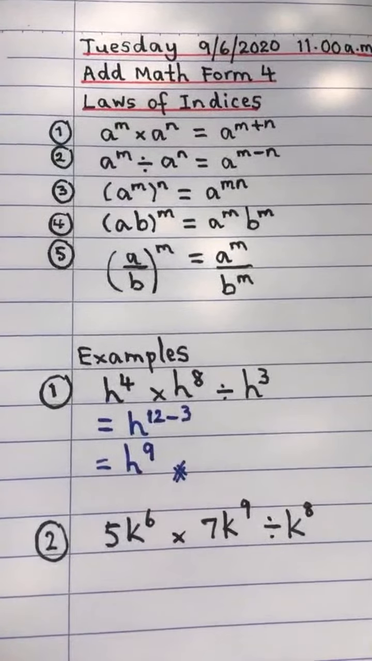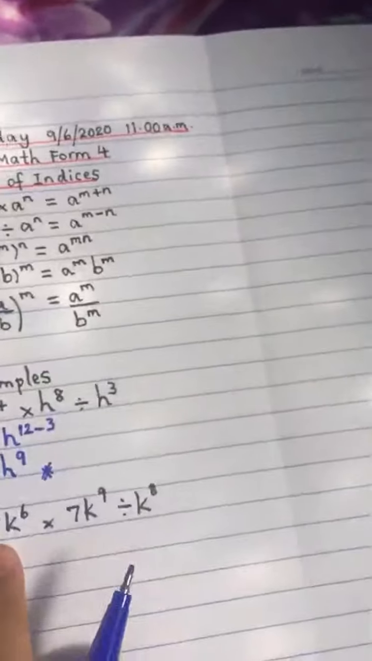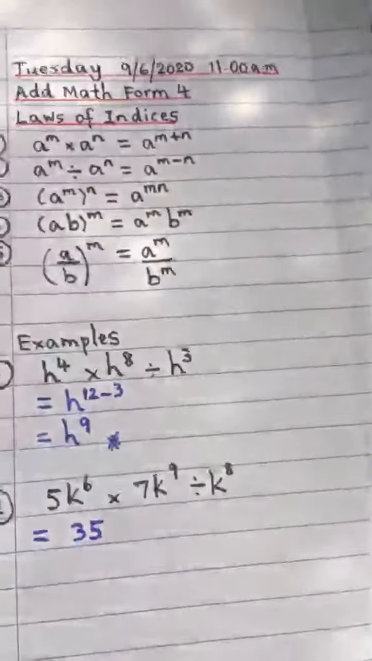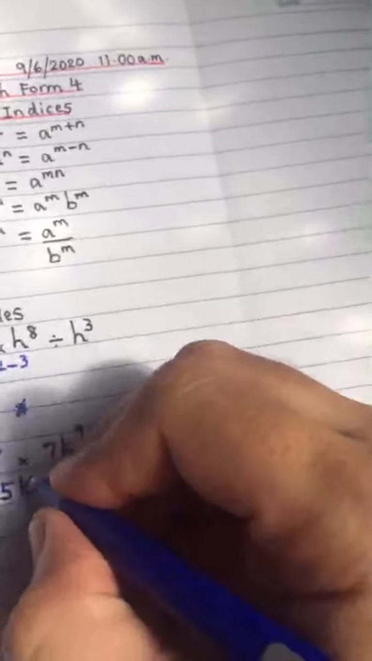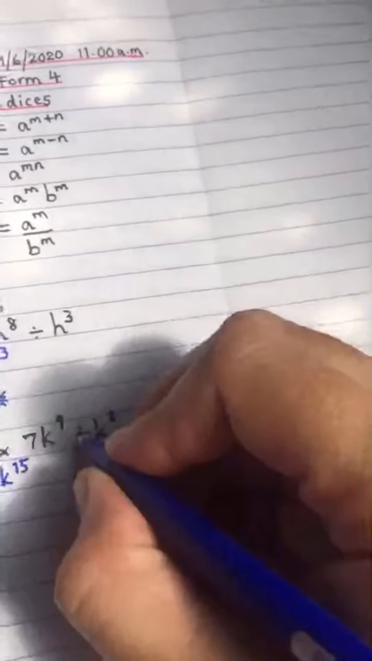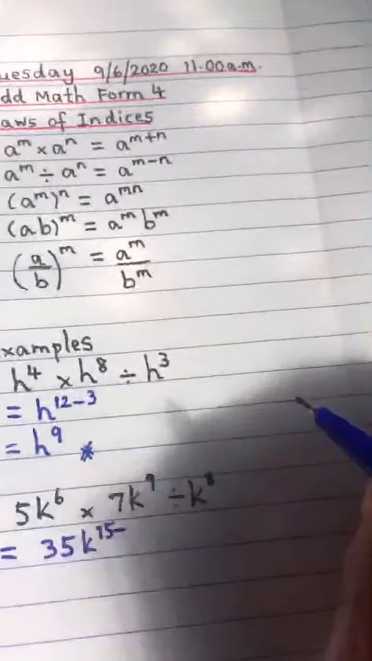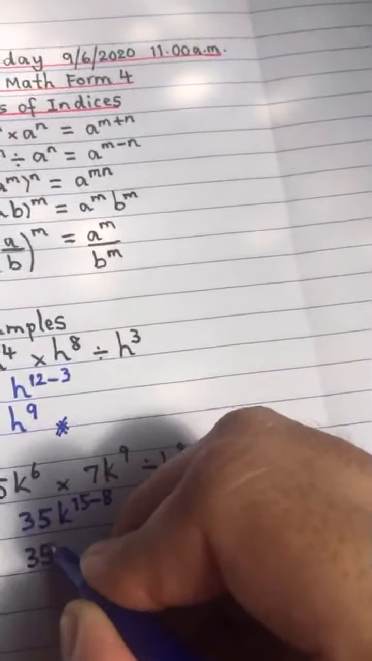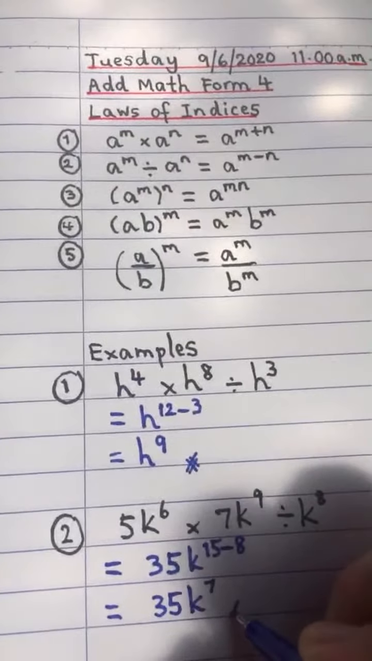You have 5k power 6 times 7k power 9 divided by k power 8. So what we will do is we're going to combine the numbers first. So 5 times 7 will be 35, and then you get k. Okay, for multiplication you have to add, so 6 plus 9 will be 15. But here you got division, so you're going to subtract, so 15 minus 8. So you simplify, so you have 35k to the power of 7. So this is the final answer.